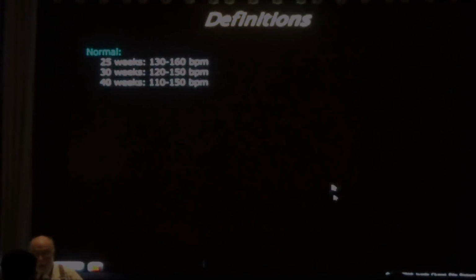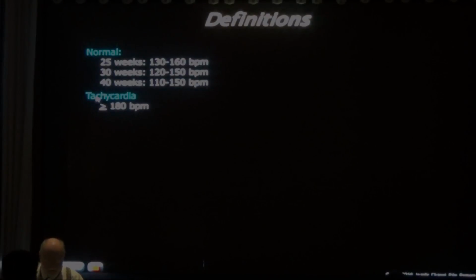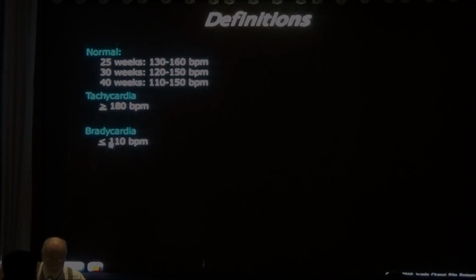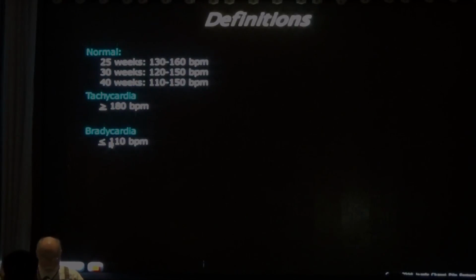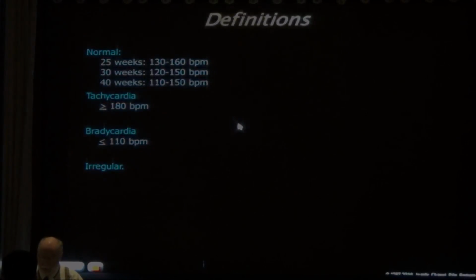So normal heart rate decreases from 160 beats to 150 beats during the gestation. We talk about tachycardia when it's greater than 180, and we talk about bradycardia when it's less than 110 beats per minute. It used to be less than 100 beats per minute. That was changed about 5-6 years ago to 110 beats per minute. And then you have the irregular heartbeat. So there's several things we have to look at.